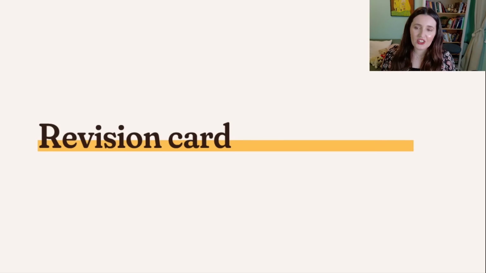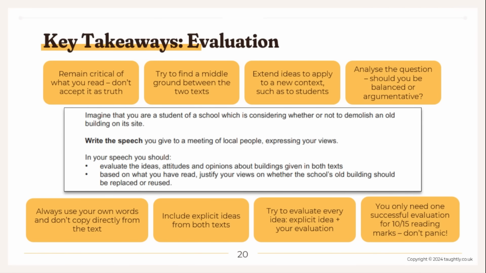Wrapping up then with a revision card of reminders of everything that you need to know for evaluation. Here are my key takeaways. Remain critical of what you've read. Don't accept the texts as truth. Do try to find a middle ground between the two texts if they've got very, very differing opinions. Extend ideas to apply to new contexts, often to students or young people, which comes up quite a lot.